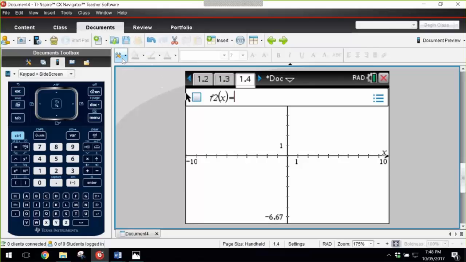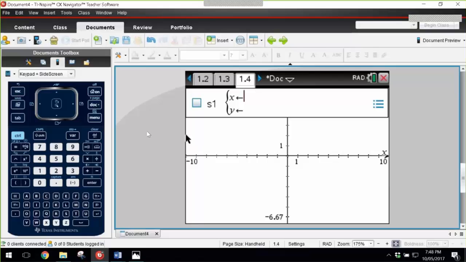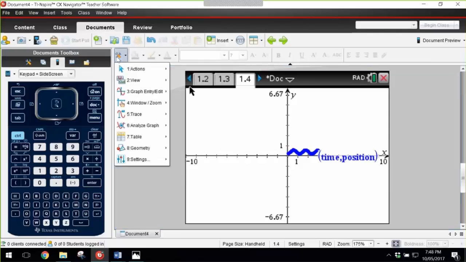So I'm just going to go menu, graph entry, scatter plot. As we said before, we've got the variable what was at the time, and we had position. Just showing the audience that we still need to change the window, don't we? You need to be very careful with this window. If I press enter, it won't actually show the graph, so it's not good. I need to change the window.